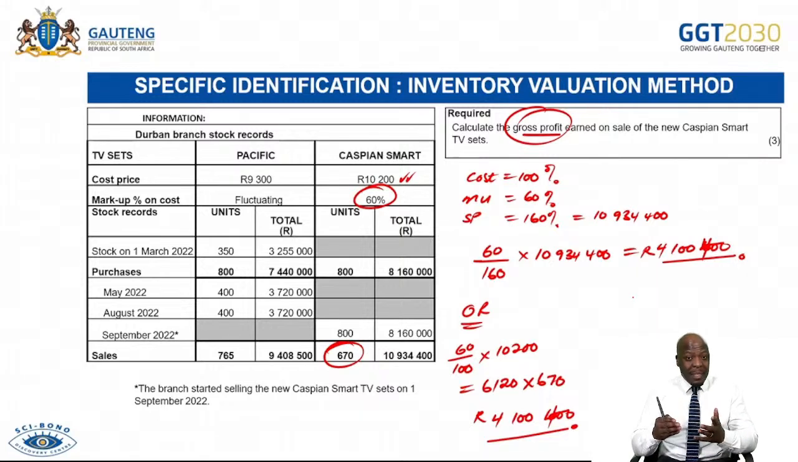Okay, so you have two methods here, but you only use one. You can't spend time in the exam showing two methods. One method. One, get your marks, move on to the next one.